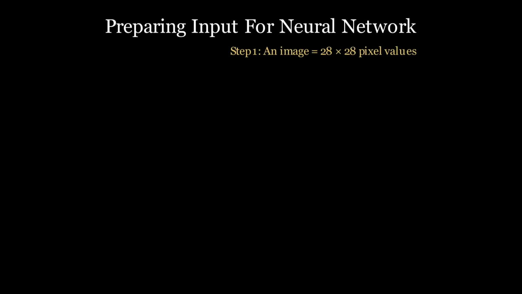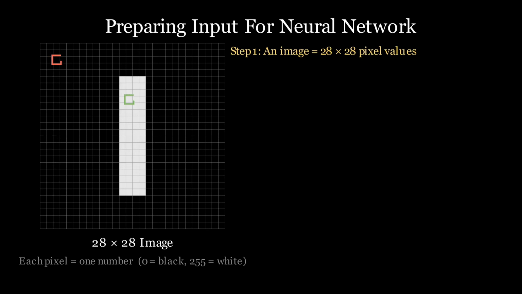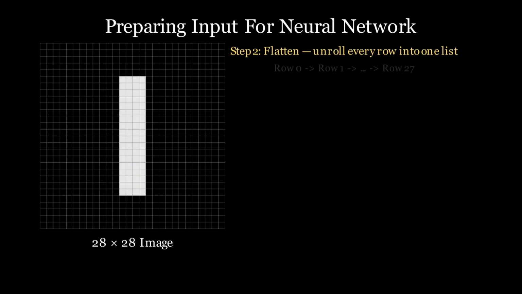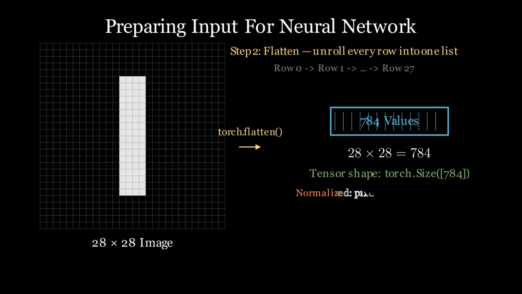At this point, our image contains 28 rows and 28 columns of pixels. That means we have a total of 784 pixel values. However, a neural network cannot directly process a two-dimensional image. The image must first be converted into a one-dimensional list of numbers. This process is called flattening. After flattening, the 28 by 28 image becomes a vector containing 784 values. These values will become the inputs to our neural network.